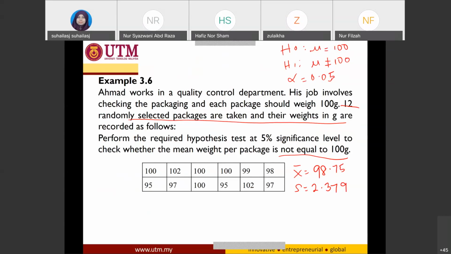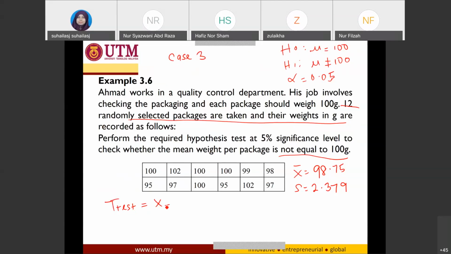Okay, so this one you have a small sample size, and your sigma is unknown. The population variance is unknown, so you have your sample standard deviation. So this is case 3. Since this one is a small sample, you use t-test. Write down t-test, so write down the formula first.